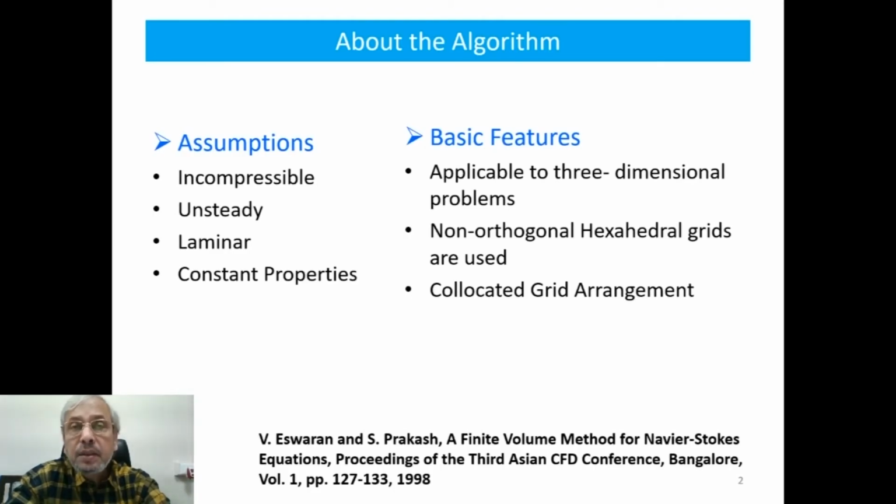And here we will use a collocated grid arrangement. That means all the dependent variables U, V, W, P and temperature will be defined at the same location at the center of the cell.